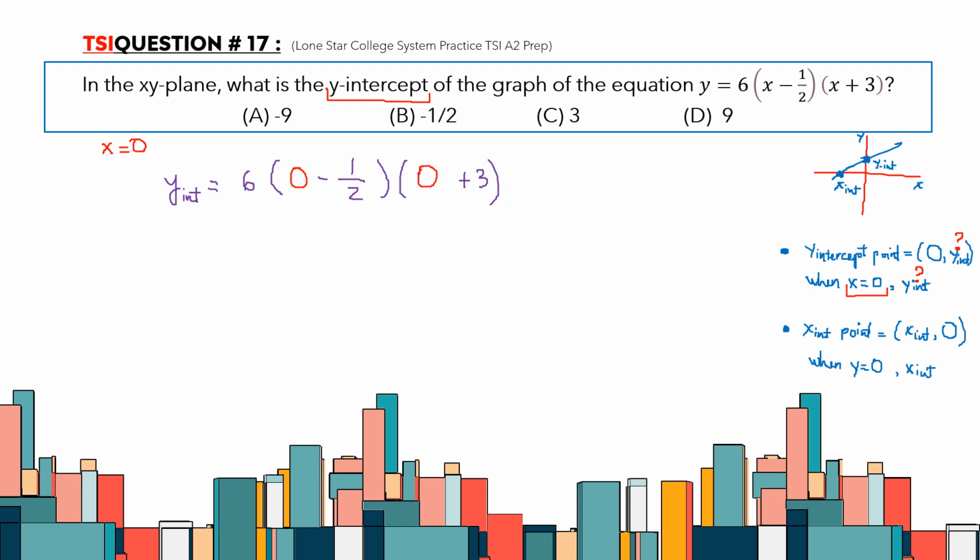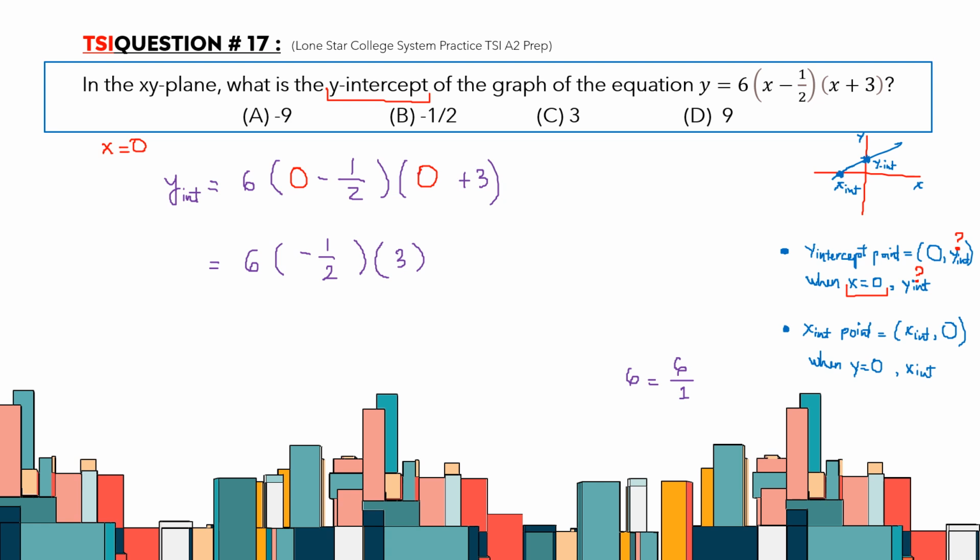Now we can simplify this one. We have to work inside the parentheses first. So 0 subtract 1/2 is negative 1/2, and 0 add 3 is 3. Remember, 6 can be rewritten as 6 over 1, right?